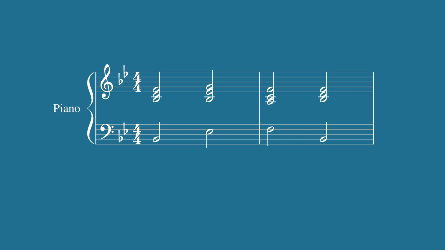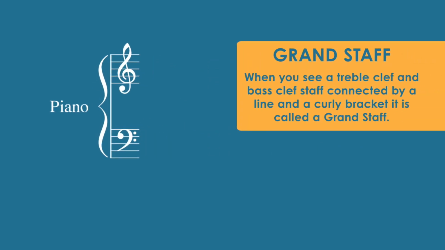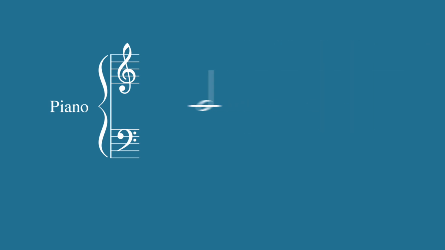So, here's our chord progression. This might look like a lot of information to take in at first, but if we take it little by little, it won't seem so complicated. So if we start all the way on the left, we see that we have a grand staff with the treble clef on top and the bass clef on bottom. And middle C will be right in the middle of these two staves.